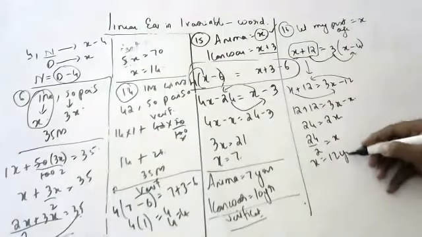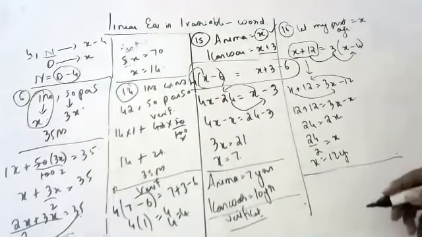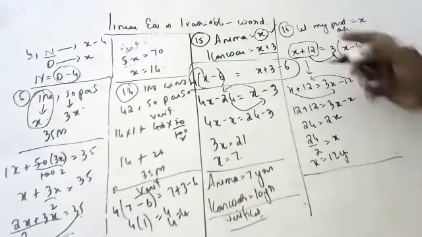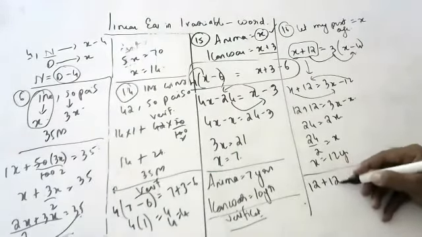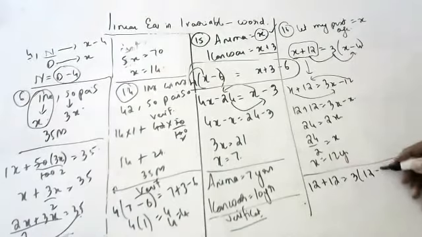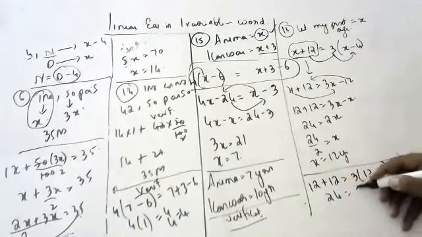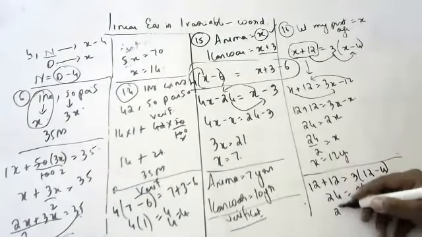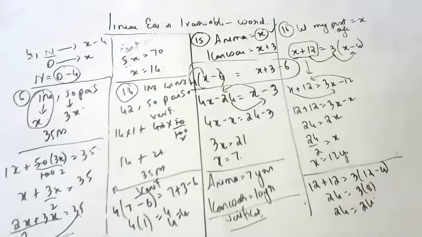Can you help me out in verification? Yes, sir. x plus 12 is equal to 12 plus 12, equal to 3 into 12 minus 4. 24 is equal to 3 into 8. 24 is equal to 24.